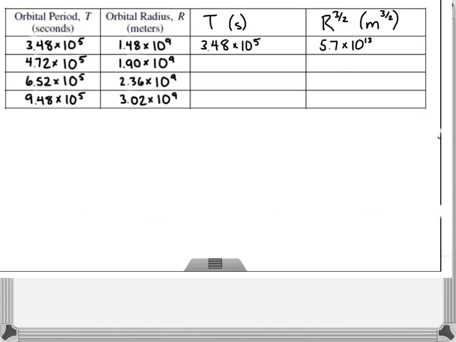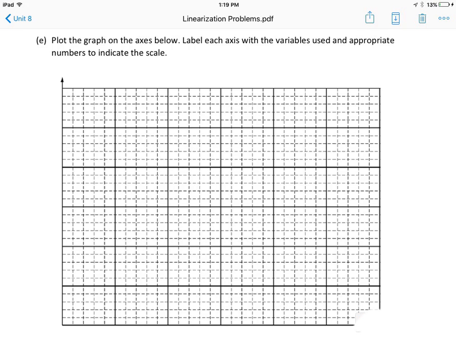Okay, so that's part D. I'm not going to finish the rest of the table because I have to give you some work to do. When we do that, we need to now graph t versus r to the 3/2, just like we said we would do in part C. So let's plot the graph on these axes below.